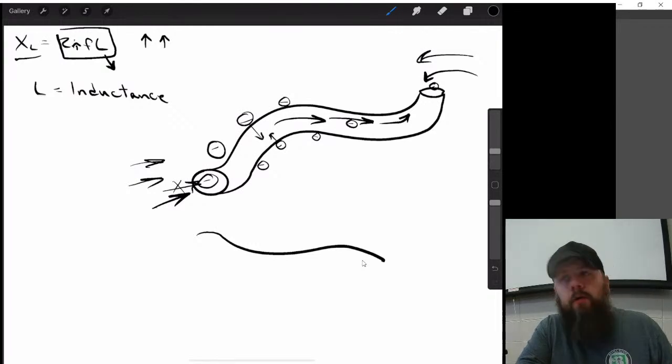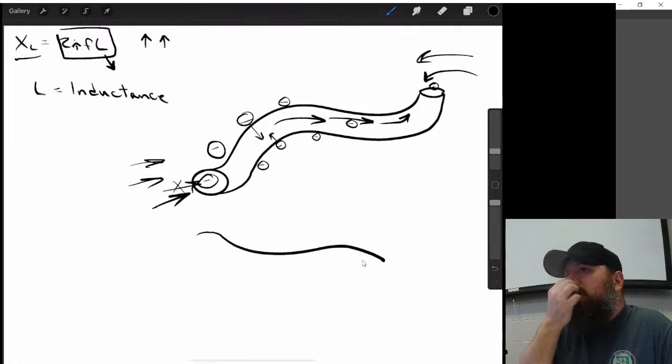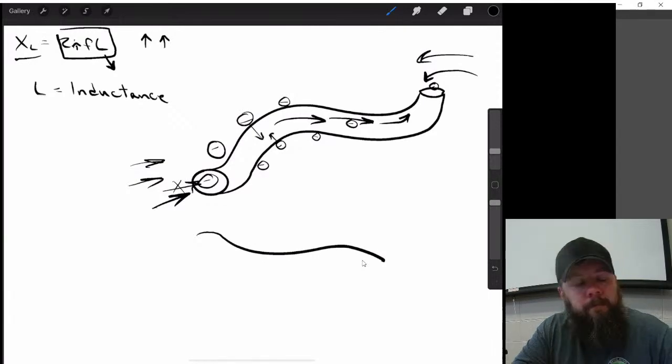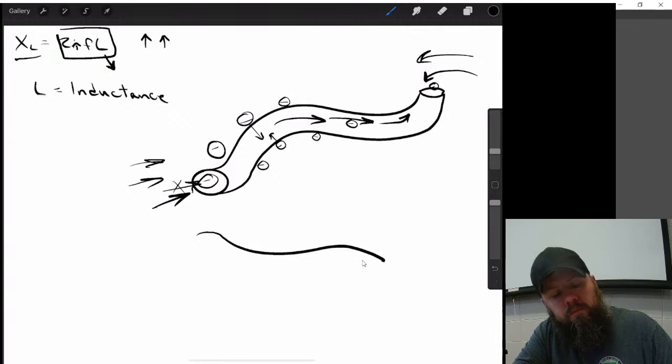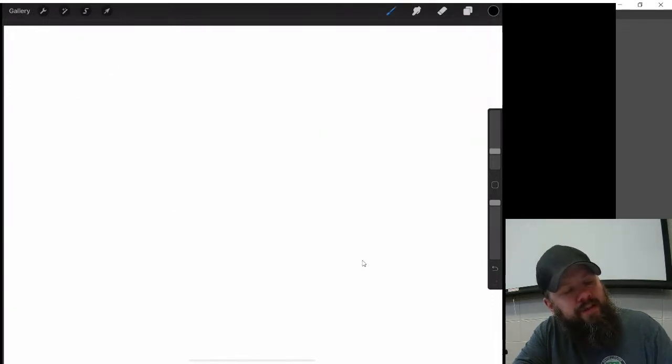So what we're doing is storing energy. And it's a little bit harder to visualize this with an inductor than it will be with the capacitor. But we store energy through magnetism with an inductor. Okay?